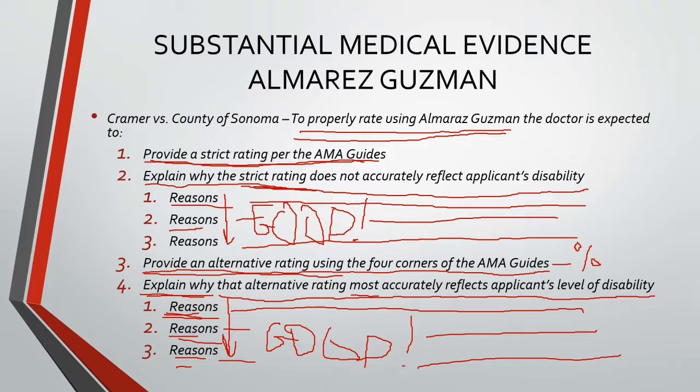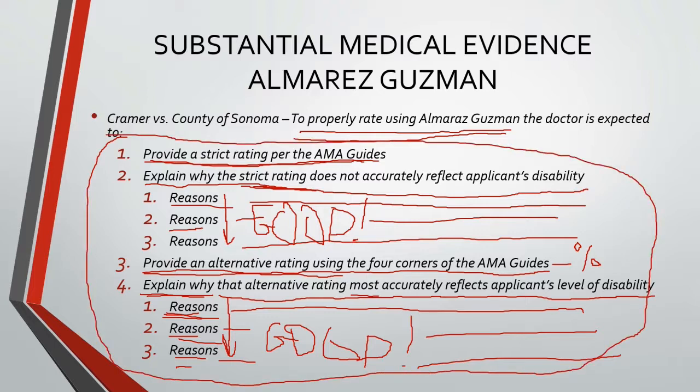So doctors, can you see how this four-step procedure that we use to qualify the opinion as substantial medical evidence serves as a series of truth filters? If your opinion as to why the strict rating is not accurate is not true, it'll get clogged right here because it's not supported by reasons. If you are able to support the opinion with reasons, then the opinion passes through the filter.